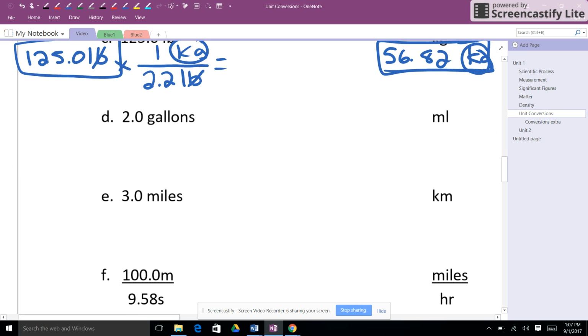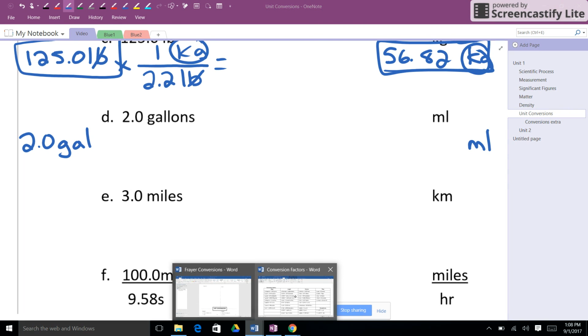Okay, let's try D now. How many milliliters are in 2.0 gallons? So let's write down our starting information with the starting unit on the left, and let's try and write down our desired unit on the right.